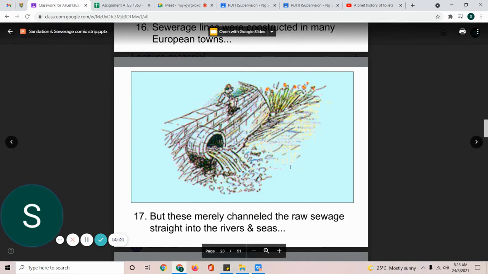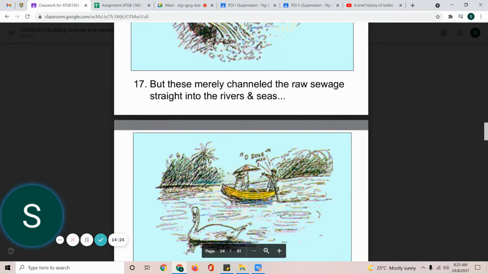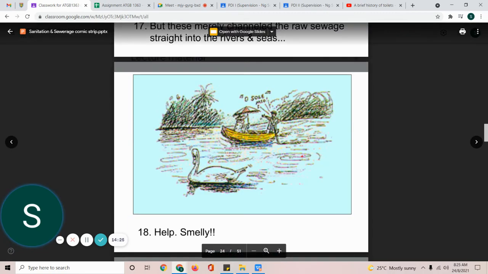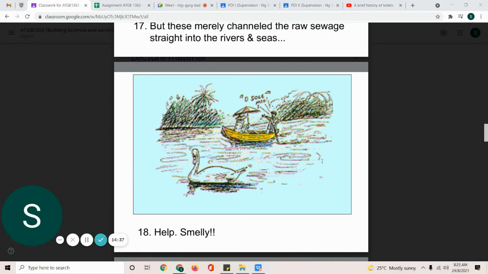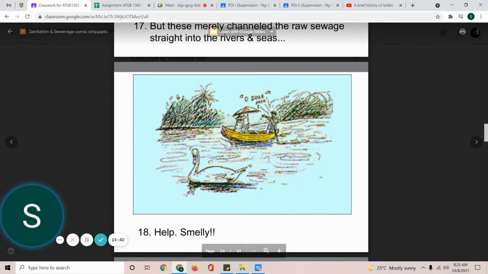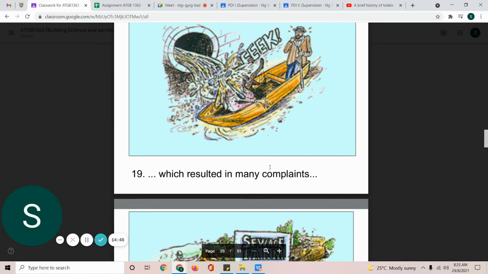So as of now, this solves the immediate problem, which is getting the sewage out of the city and away from humans. But because it's going into the river and sea, it actually contaminates lakes and sea. So it makes the environment very dirty and smelly. And then this results in many complaints. Some people who have their livelihood at the river, the sea or the lake will start to complain because you're polluting the environment.